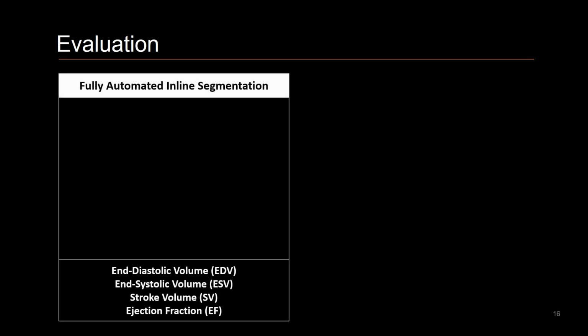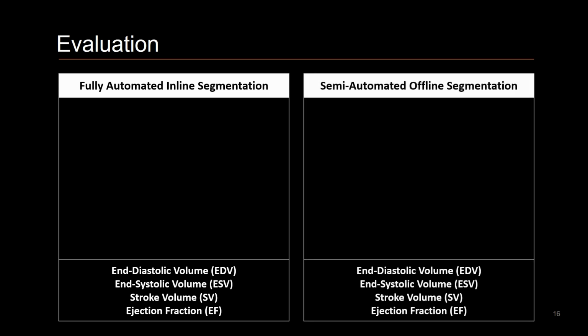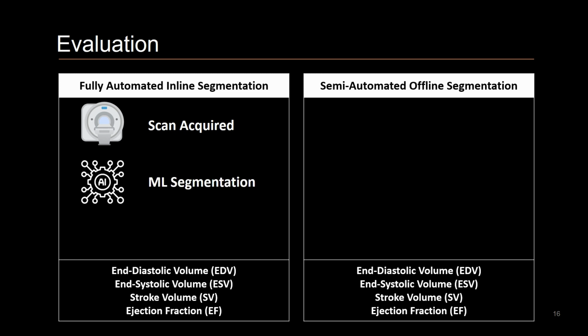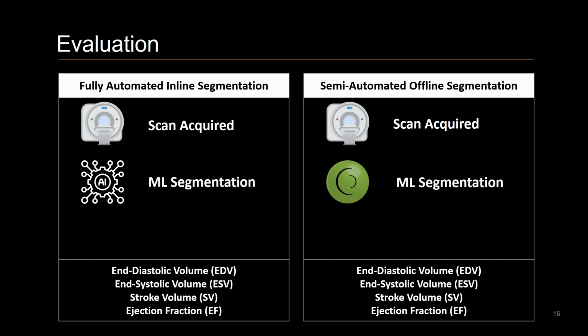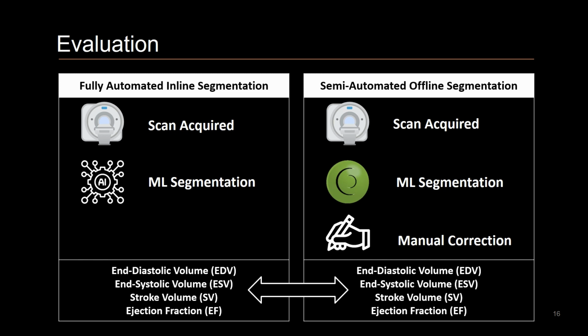To evaluate the performance of our automated inline assessment, we compared the measurements of our fully automated inline segmentation to the semi-automated offline segmentation. In the fully automated method, the acquired scans were segmented using our ML model and no manual correction was made. In the semi-automated method, the acquired scans were segmented using the ML model available in CVI42 software and were then manually corrected by a clinical fellow. The two sets of measurements were then compared to assess agreement between the two methods.